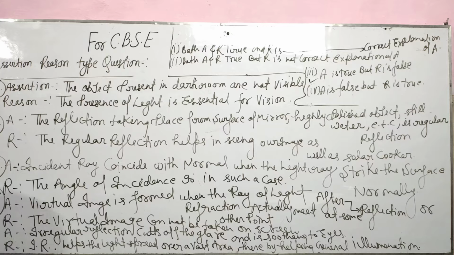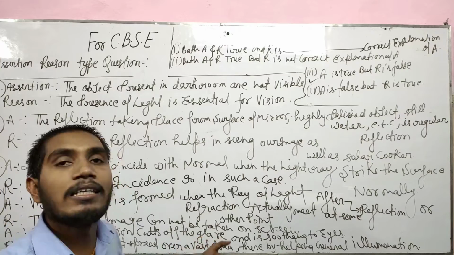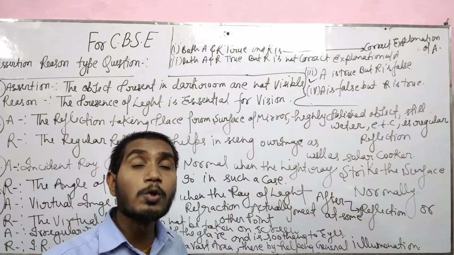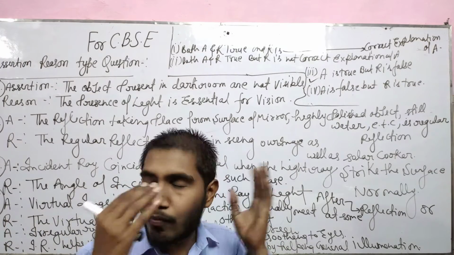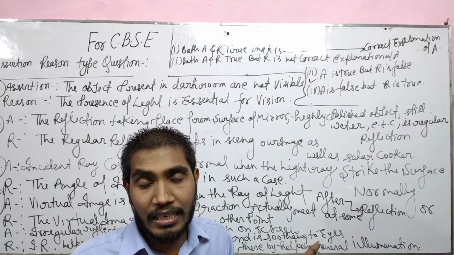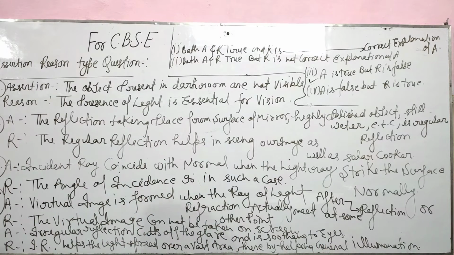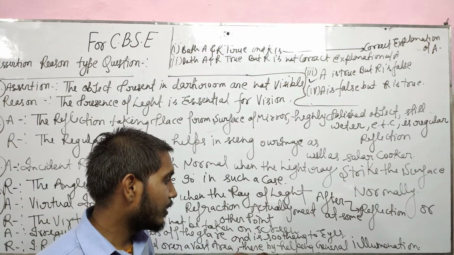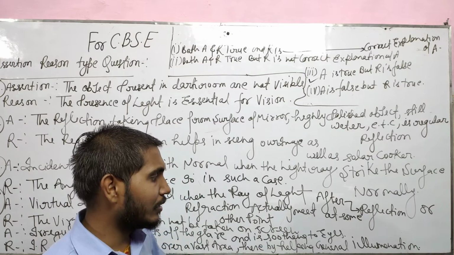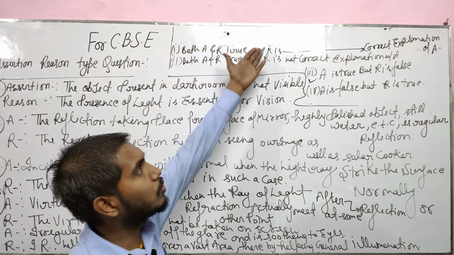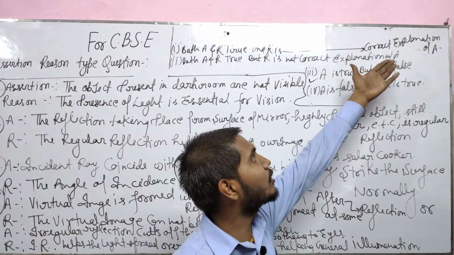And the very last, the fifth statement. Assertion: irregular reflection cuts off glare. It is right. Brightness is reduced in irregular reflection and it is soothing to the eyes. Reason: irregular reflection helps the light spread over a vast area, thereby helping general illumination. Right. So A and R are true and R is the correct explanation.